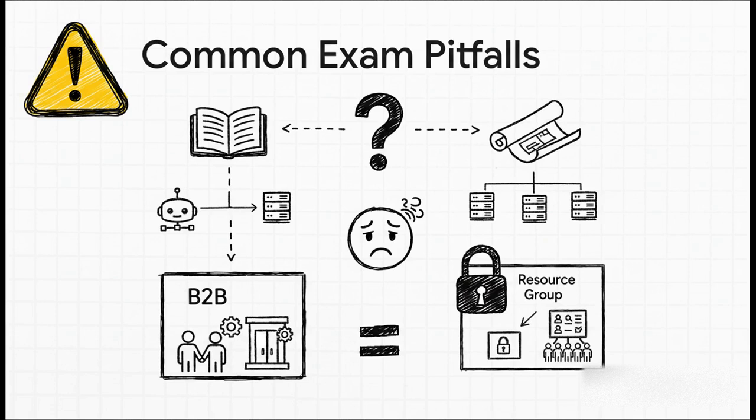And just as important as knowing what's right is knowing the common traps they'll set for you. Don't get tripped up by these. The exam loves to test if you can tell similar services apart. So don't confuse policy with blueprints. Know when to use system versus user-assigned identities. Remember that a lock on a resource group protects everything inside it. And keep those B2B and B2C scenarios straight in your head.